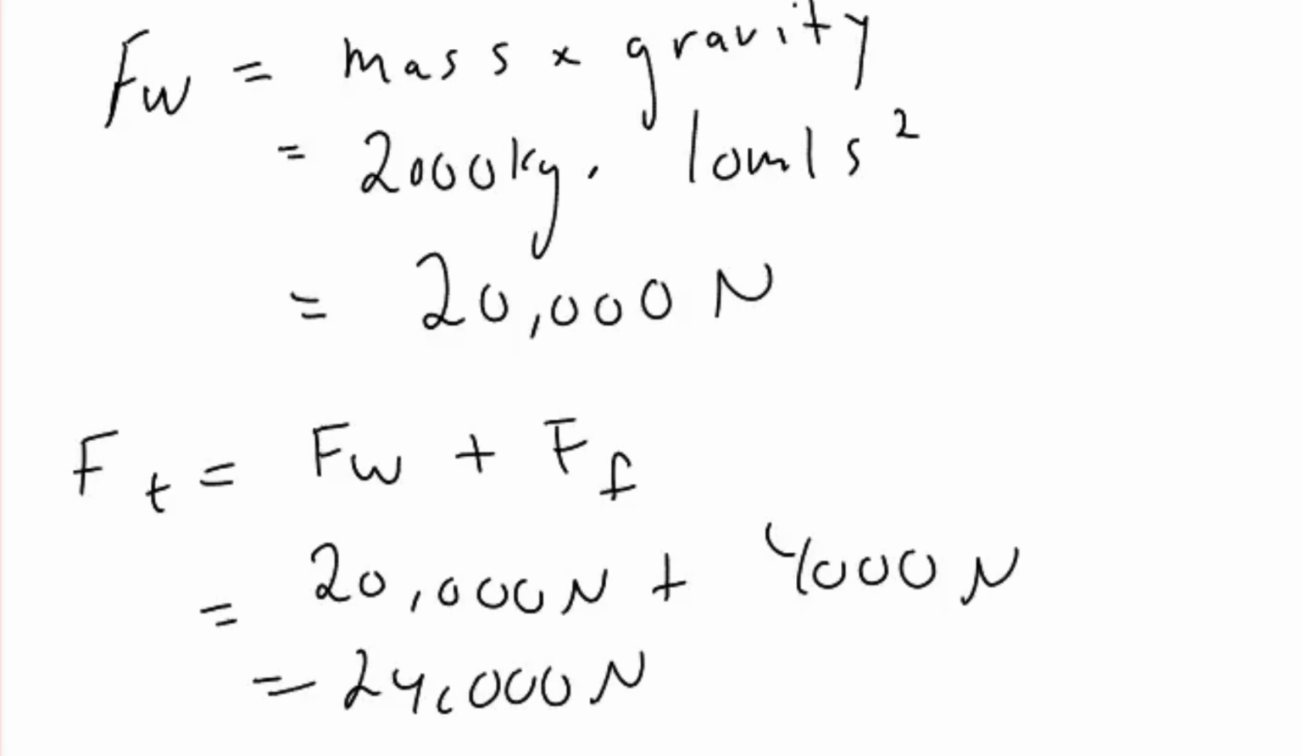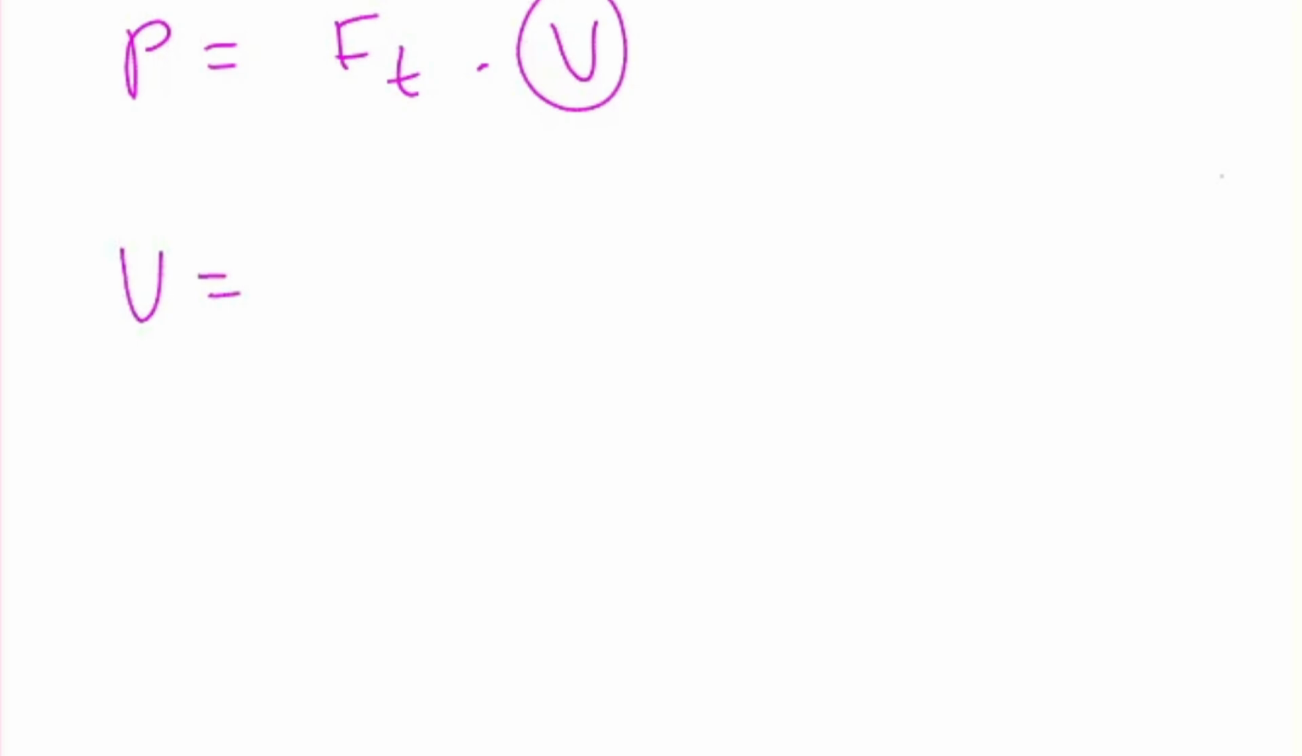Now let me make a new page here. Now I want to find my velocity. We should know the formula: our power is equal to the total force times velocity. Oops, I didn't put a vector sign there, I thought it was necessary. So let's isolate for our velocity. Our velocity is going to be equal to our power over the total force.